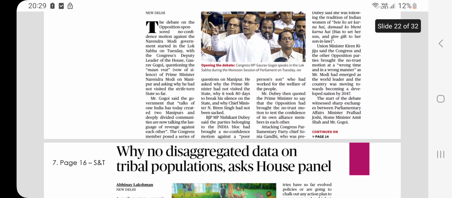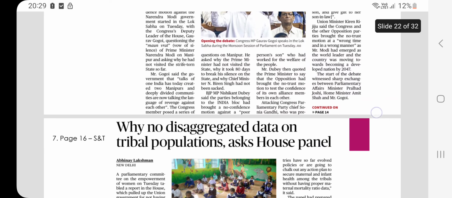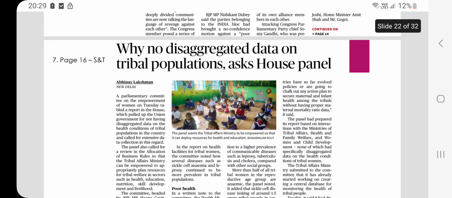The next one is the science and technology related article, that is, no disaggregated data on tribal population, says House panel. This article talks about the health status of women, especially tribals. The Tribal Affairs Ministry wants to be empowered so that it can deploy enough resources for health and education.